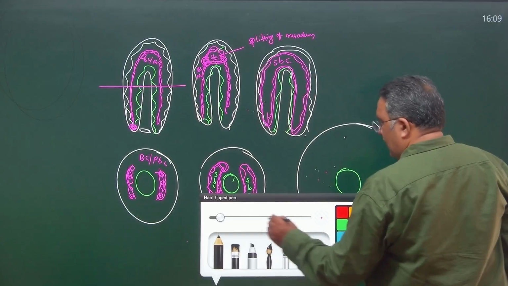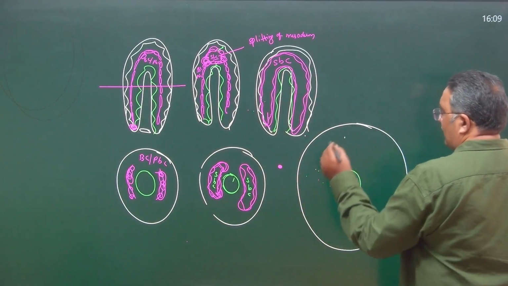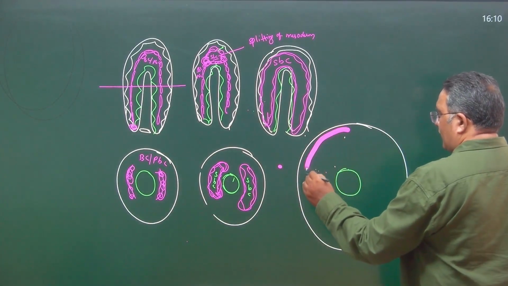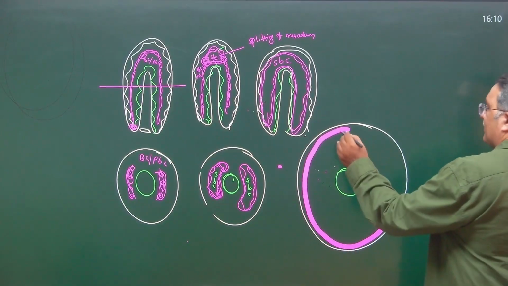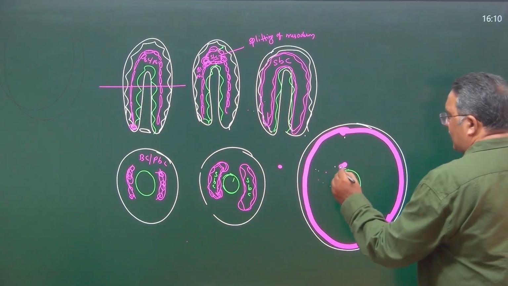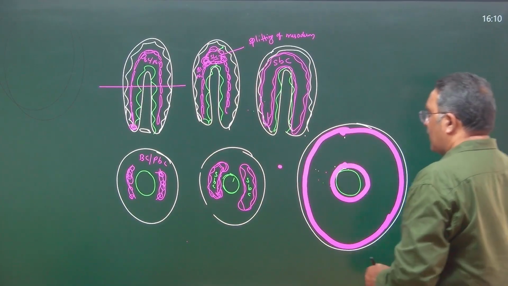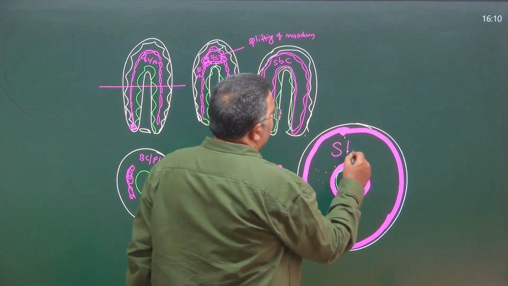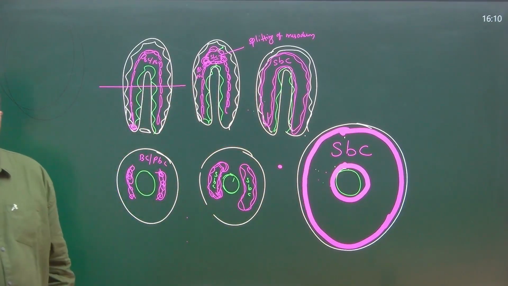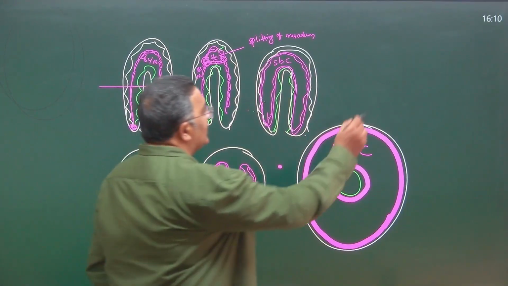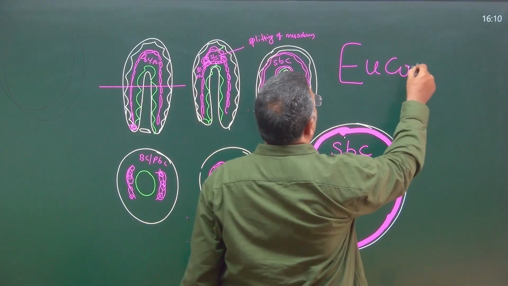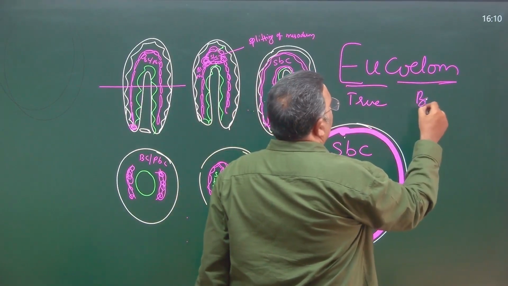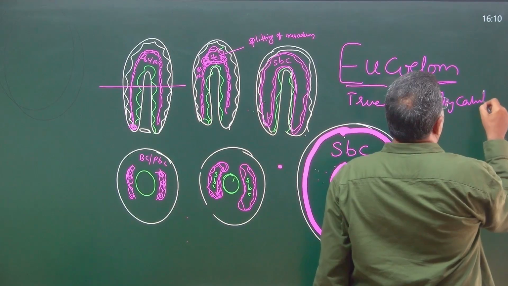And now let's close the story with our so-called mesoderm. Mesoderm went to the ectoderm side. Mesoderm went to the endoderm side. And now this cavity which is covered with mesoderm is called secondary body cavity. This is called true body cavity, coelom. True coelom, true body cavity.